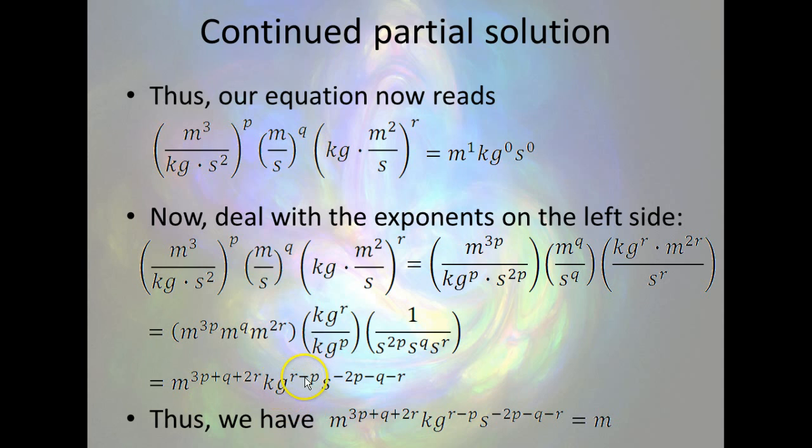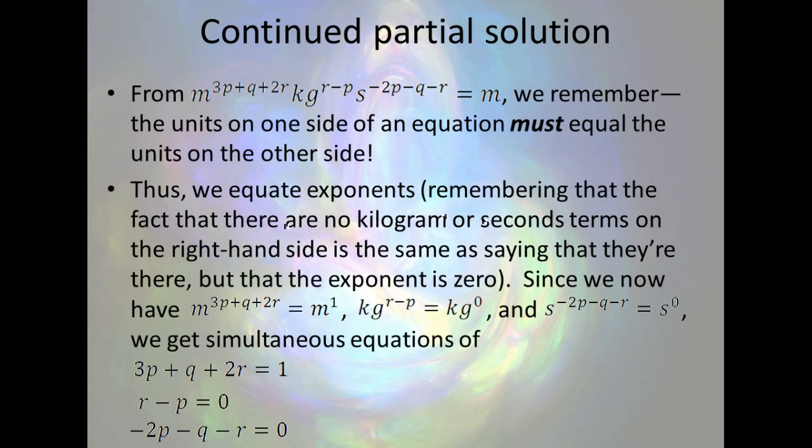Kilograms exponent must be 0. There aren't any kilograms here, so r minus p must be equal to 0. And the seconds exponent must equal 0, because again, no seconds here, so negative 2p minus q minus r equals 0. So when you write all of those down, here's what we have. Aha! We have a system of simultaneous equations.